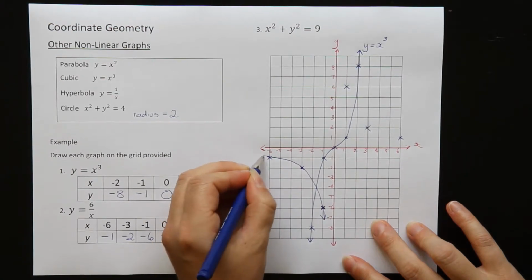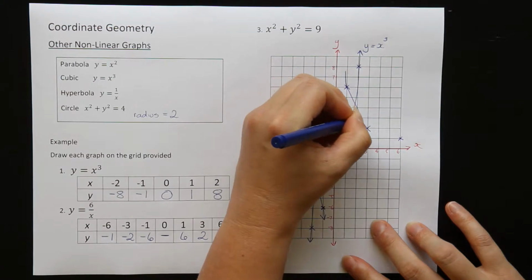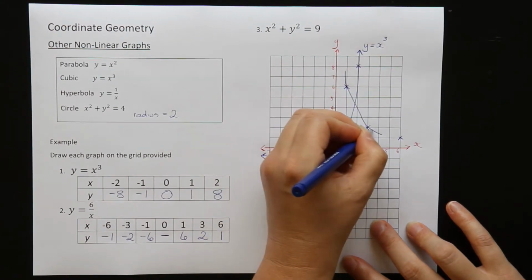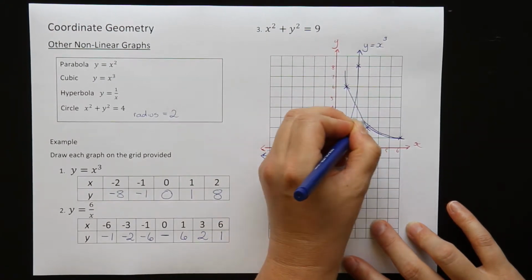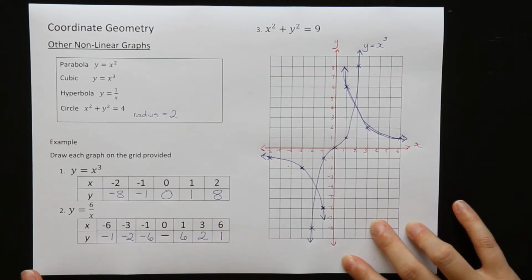So there's one half of the graph, and then there's a break, and then we have... Oops, that was not a very good curve. Sorry about that. A bit wobbly through there. The other half of the hyperbola.